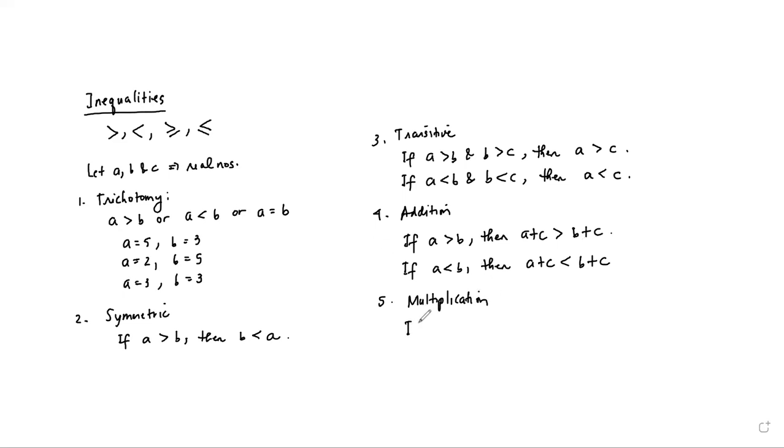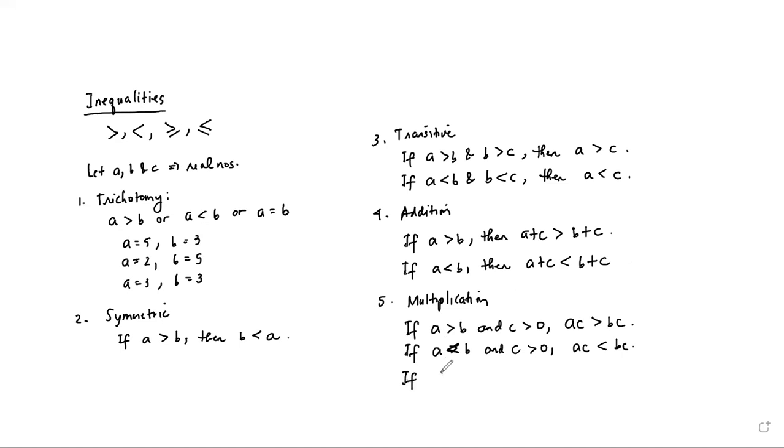And this states that if A is greater than B and C is positive, then if we multiply both sides of this inequality by a positive number, then A times C is still greater than B times C. Now, alternatively, if A is less than B and C is positive, then A times C is also less than B times C.